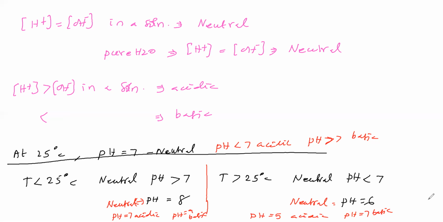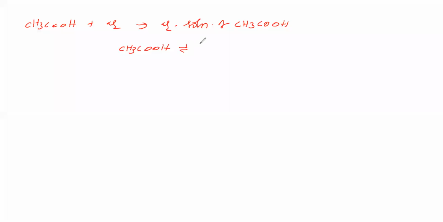Now, next point we will see. Now we will take acetic acid. To this, we will add water. We are preparing an aqueous solution of acetic acid. In this, the equilibrium present is that acetic acid ionizes to give acetate ion and H plus ion.